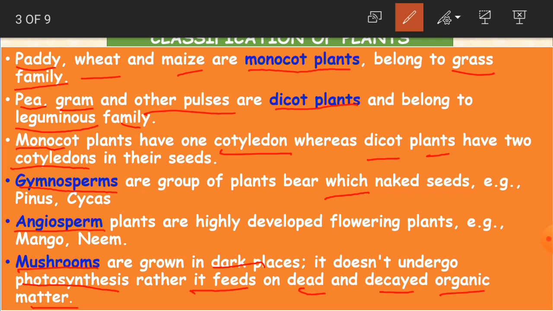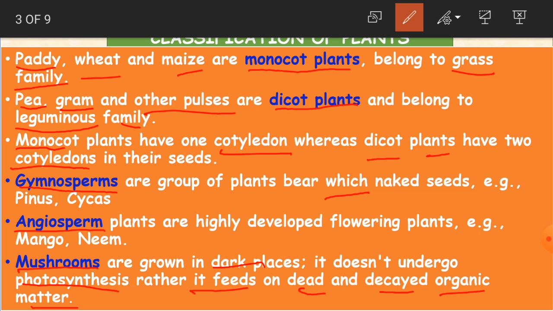Unlike green plants, which undergo the photosynthesis process, mushrooms are non-green plants, so they cannot go for the photosynthesis process for their food. So then how do they get their food? They get their food by taking dead and decayed organic matter, in the sense like other plants or other organic matter. So what is dead? Insects, like small insects, dead insects or damaged, decayed, spoiled insects or plants, they are going to take them as their food. Okay, this is about mushrooms.